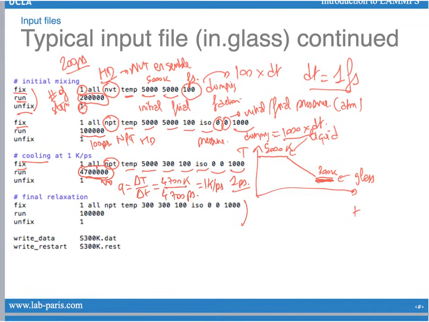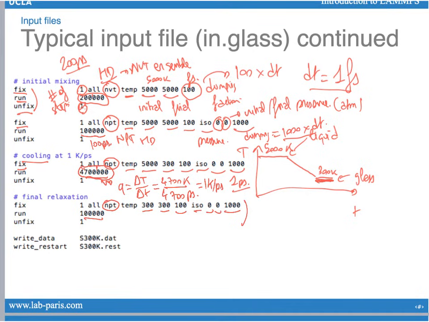So here we are going to do again an NPT simulation. In this case, the initial temperature is 300, final temperature is 300. Again, damping factor is 100 times the time step. We want the pressure to be isostatic again. Initial pressure is 0, final pressure is 0. Damping factor is 1000 times the time step. And we want to do that for 100,000 steps. So this is the final relaxation.